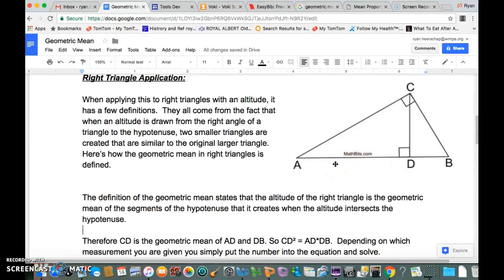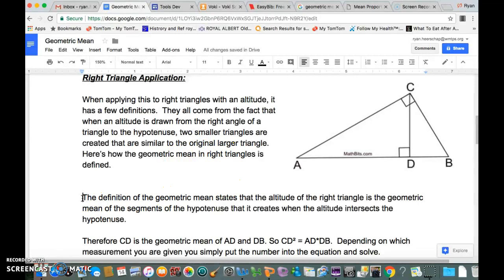All right, so when you draw that altitude from the right angle to the hypotenuse, there really are two smaller triangles created that are similar to the larger triangle. This triangle ACD is similar to the large triangle ACB, and also this small triangle CDB is similar to the large triangle ACB. So that's really where this geometric mean comes from and how it's useful. We can find lots of different information from the right triangle just by using the geometric mean. So we're going to go through how the geometric mean in a right triangle is defined.